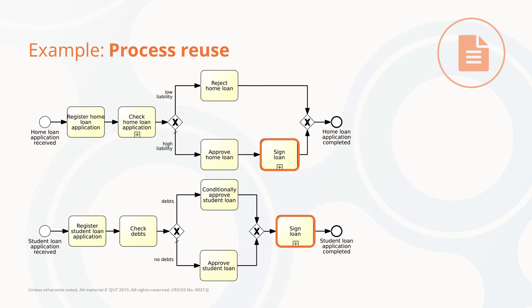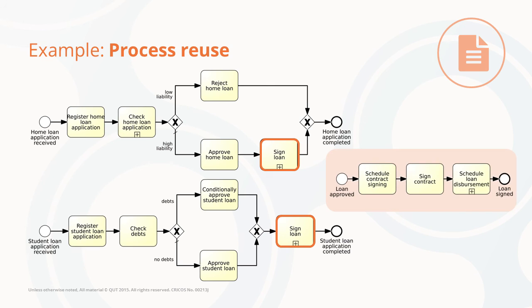So whether you are applying for a home loan or for a student loan, at some stage you may need to sign the loan, in which case we can define the content of this subprocess as a global process model that is available at the same level as any other model in the repository, so it can be invoked from within each of these two loan application processes, because the content is going to be the same.